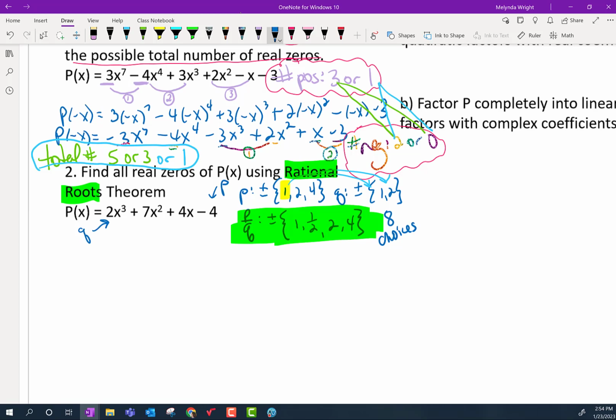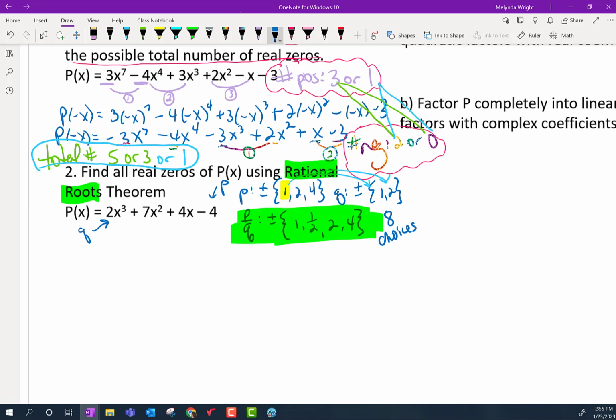Now, what do we do with these numbers? Well, we do synthetic division to figure out which one is a good one. Now, which one should you choose? How do you know which of the 8 you should pick? Well, many times it's a matter of guess and check.